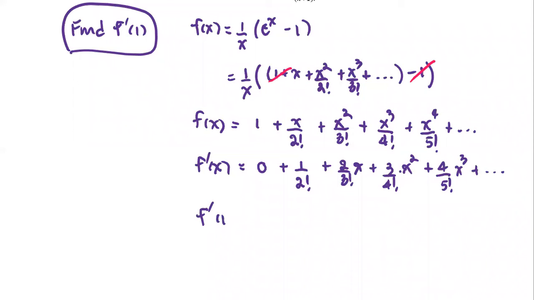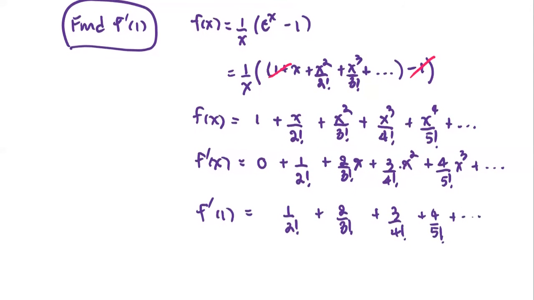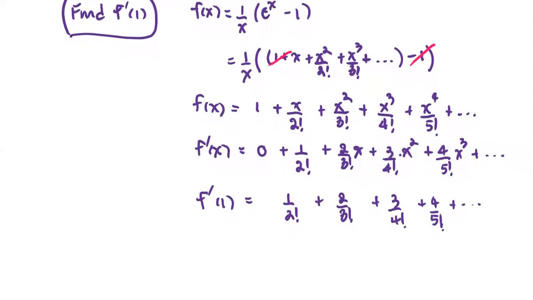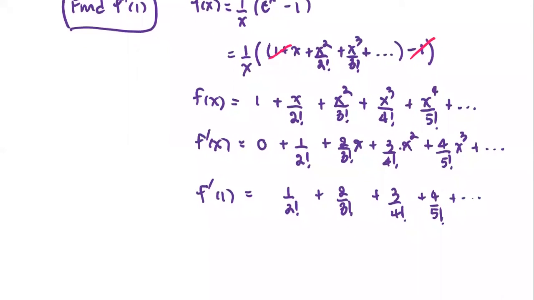So f prime at 1 is the value 1 over 2 factorial plus 2 over 3 factorial plus 3 over 4 factorial plus 4 over 5 factorial and so forth. So f prime at 1 can be rewritten as the Taylor series, or the Maclaurin series, in this form.